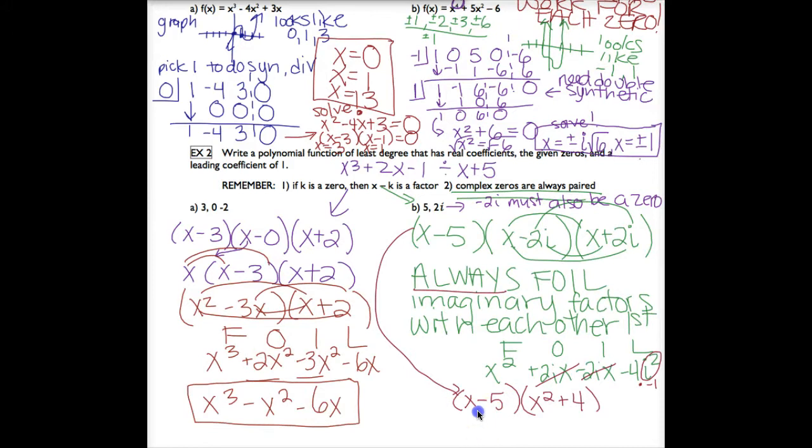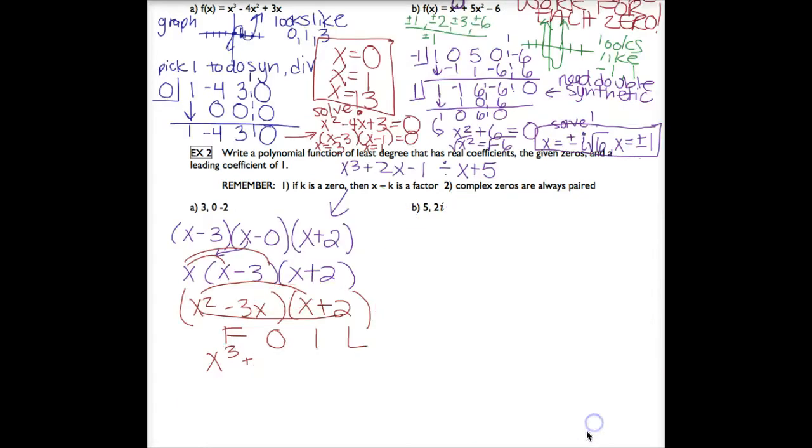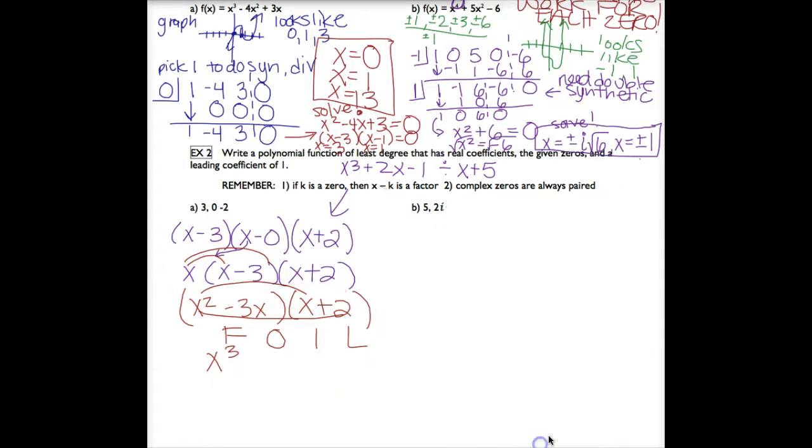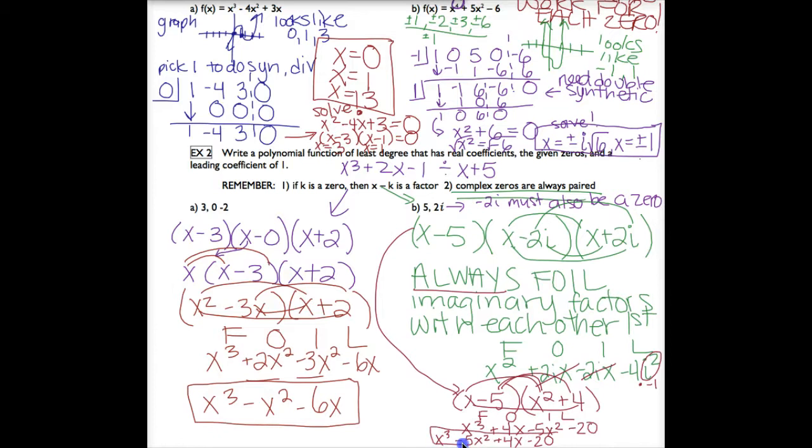And so now I can FOIL that. So x times x squared is x cubed. X times 4 is 4x. Insides, negative 5 times x squared is negative 5x squared. And lasts, negative 5 times positive 4 is negative 20. Now, write your answer in standard form. There aren't any like terms, but I do need that in standard form. X cubed minus 5x squared plus 4x minus 20 is my standard form polynomial with these given zeros. All right. That is it.